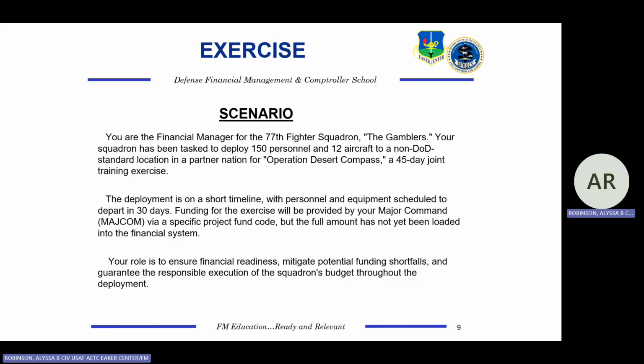Funding for the exercise will be provided to your major command via a specific project fund code, but the full amount has not yet been loaded into the financial system. Your role is to ensure financial readiness, mitigate potential funding shortfalls, and guarantee the responsible execution of the squadron's budget throughout the deployment.